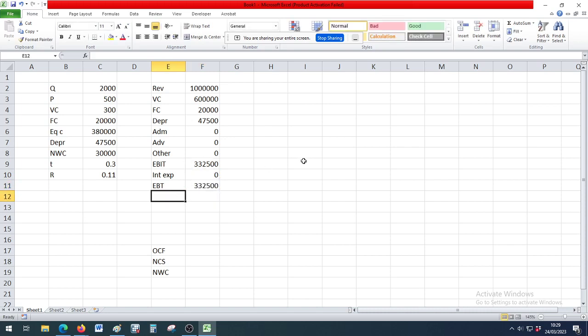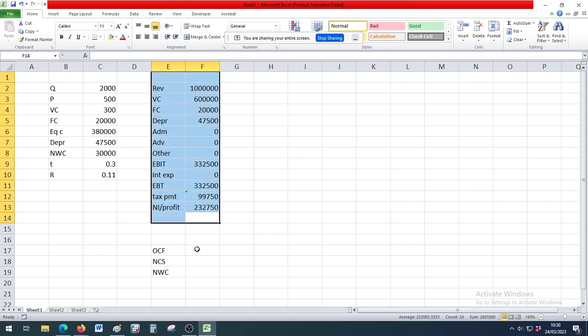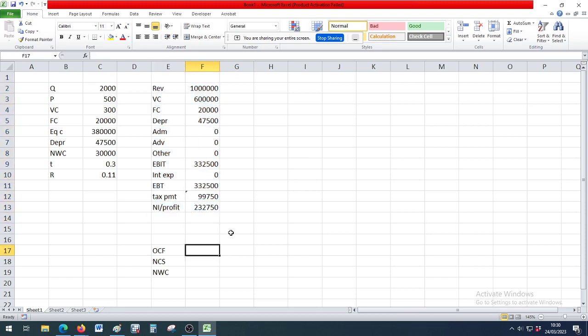Okay, and then the tax payment equals the tax rate times EBT. And then we have net income or profit, right? That's earnings before tax minus tax. We actually don't need all of this to calculate operating cash flow. But just to complete the income statement, again, to make sure everybody's on the same page, if you have to complete it for the exams.